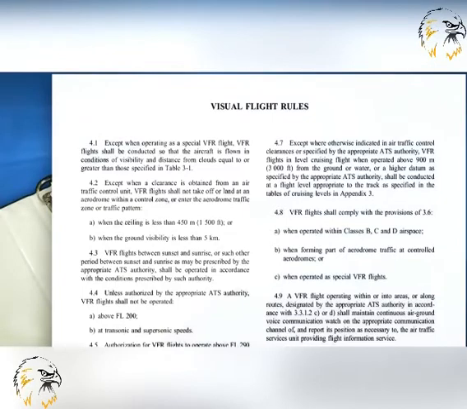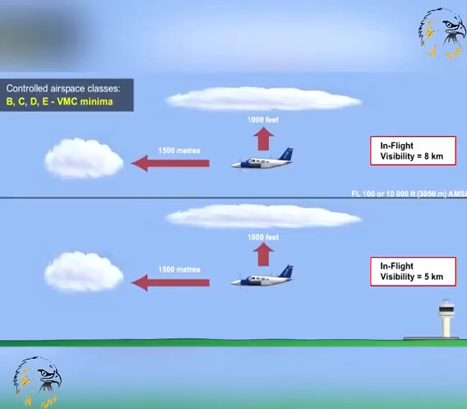VFR, as the constituent words visual flight rules make clear, is a set of rules governing the conduct of a flight, whereas VMC, visual meteorological conditions, again as the constituent words make clear, are minimum conditions of in-flight visibility and the separation of an aircraft from cloud both horizontally and vertically.